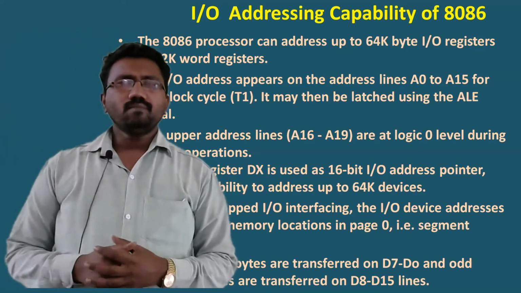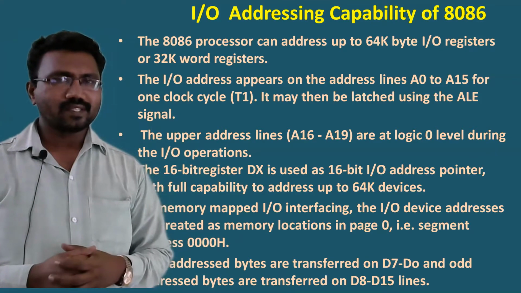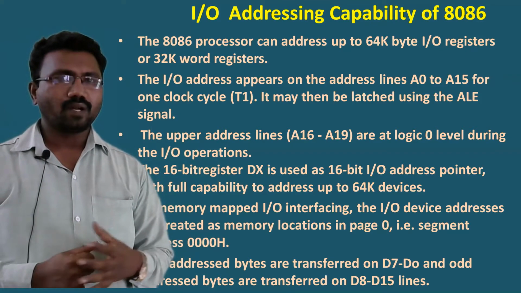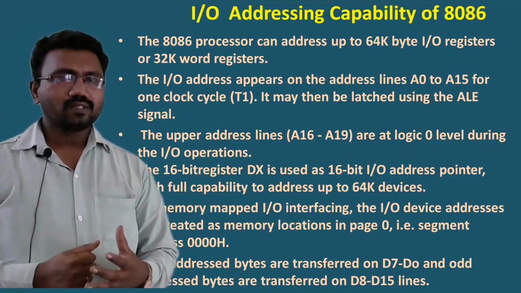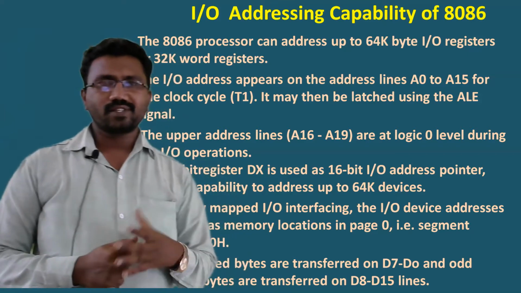So, what is the memory address space of 8086? The memory address space of the 8086 is 1 MB. Why? Because the number of address lines is 20. Next, my question is about the I/O address space. The I/O address space of 8086 is 64K.